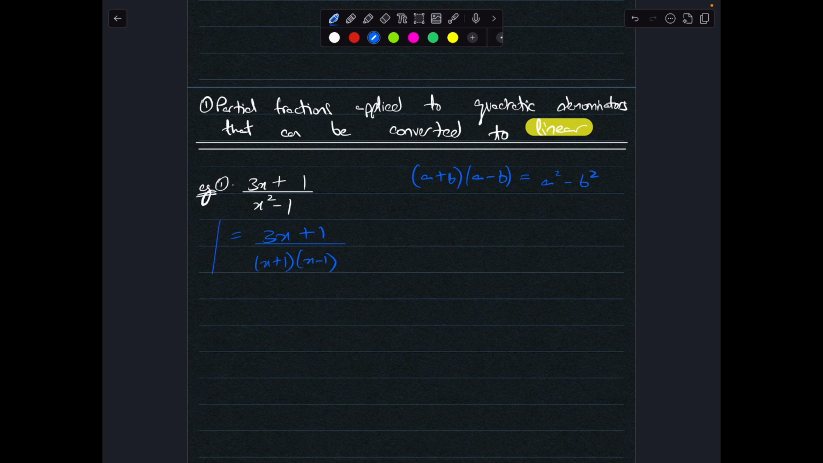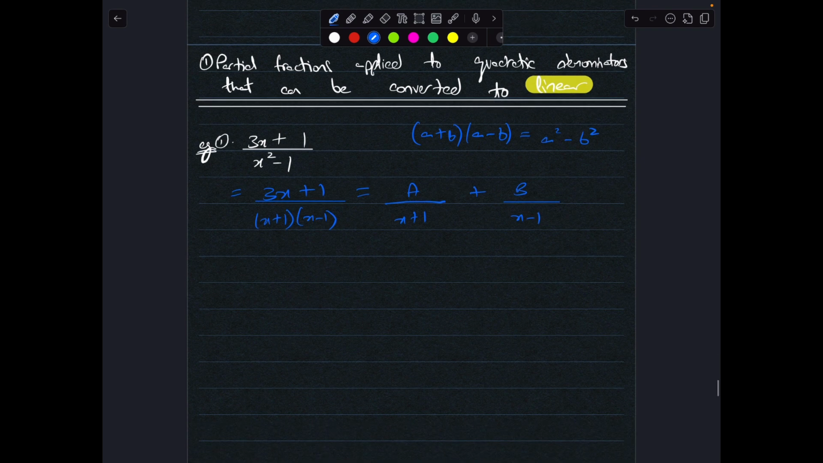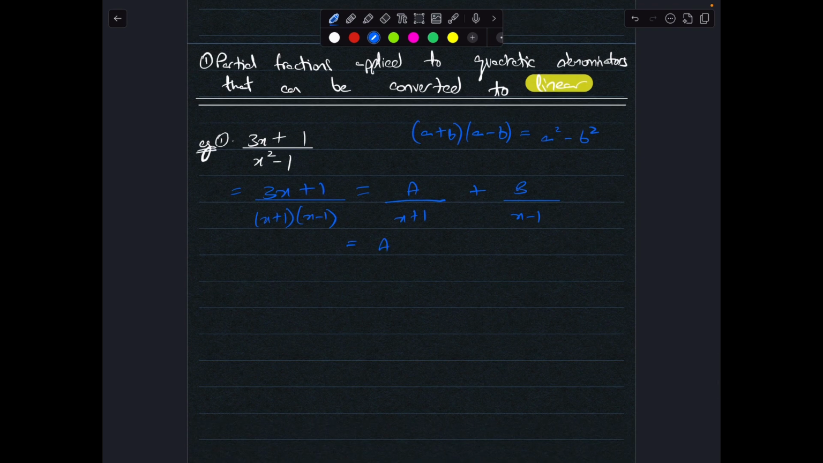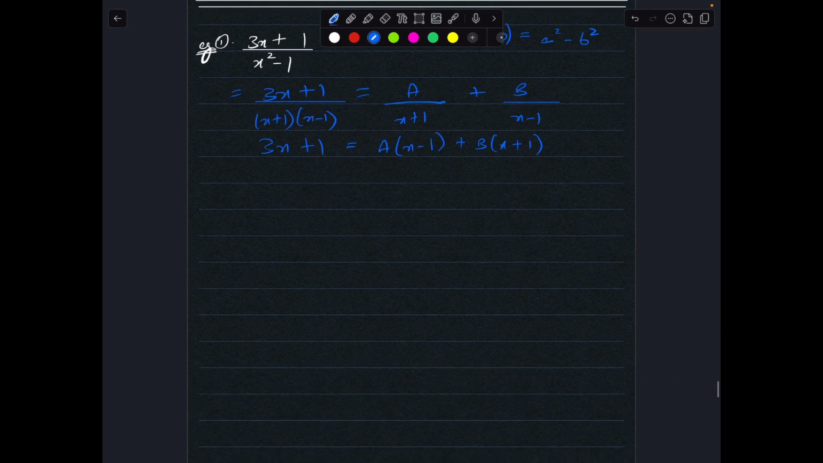So once I simplified this, I can rewrite this as a over x plus 1 plus b over x minus 1. And after cross multiplying, I will be left with a into x minus 1 plus b into x plus 1. And I cancel off the denominators simultaneously. Now I can either apply comparing coefficients or the Kawada method. I'll use the Kawada method since it's the easier of the two.